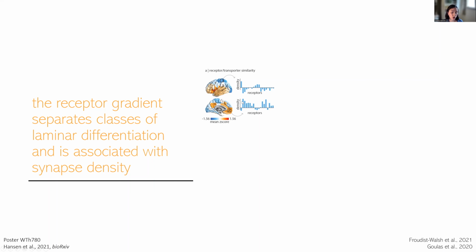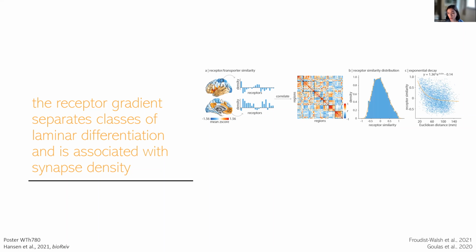And so for every pair of brain regions, if I correlate those two fingerprints, I get a region by region matrix of receptor similarity. This is indexing how similar two brain regions are in terms of their receptor fingerprint, but more conceptually, it's indexing how similar two brain regions might respond to the same neural signal. And here I'm showing the distribution of receptor similarity and also that it decays exponentially with distance.